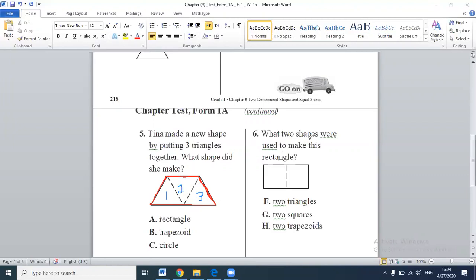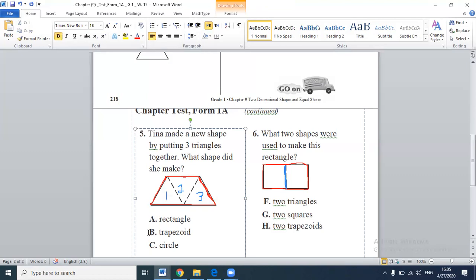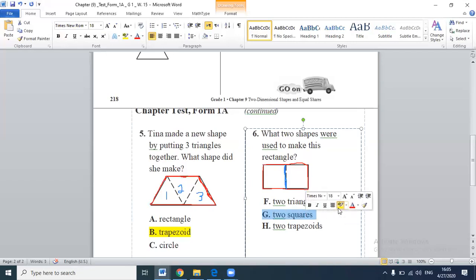Okay, number six. What two shapes were used to make this rectangle? This large shape is a rectangle, right? It is formed from two shapes connected together. The two shapes are what? Two squares. Excellent. So the answer of number five is trapezoid, and the answer of number six is two squares, letter G. Here I have two squares, and here three triangles form a trapezoid. You understand? Okay. Next one.